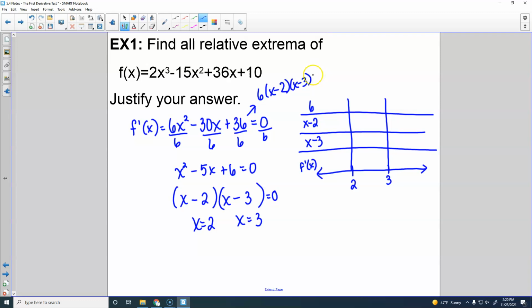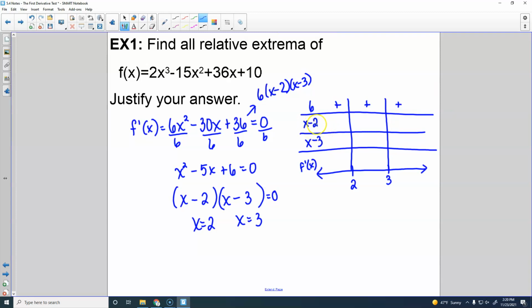So if I check each piece of that to see if it's positive or negative, I know 6 is always positive. So technically you could leave it off here, but if that 6 was negative, it would change your answer. So I'd like to include it there. Because it's just 6. It does not have a variable with it, so it's just always 6.